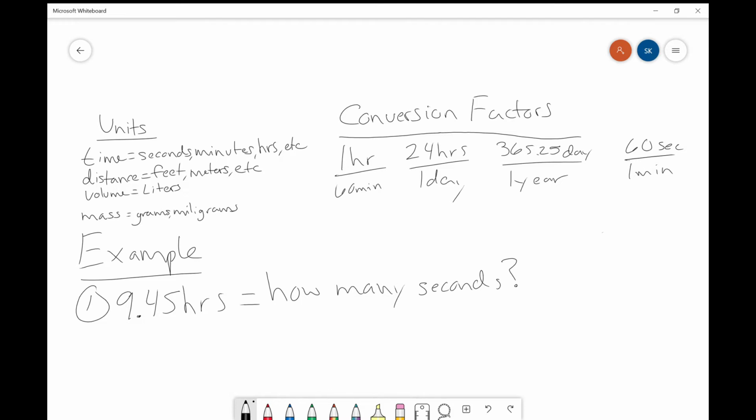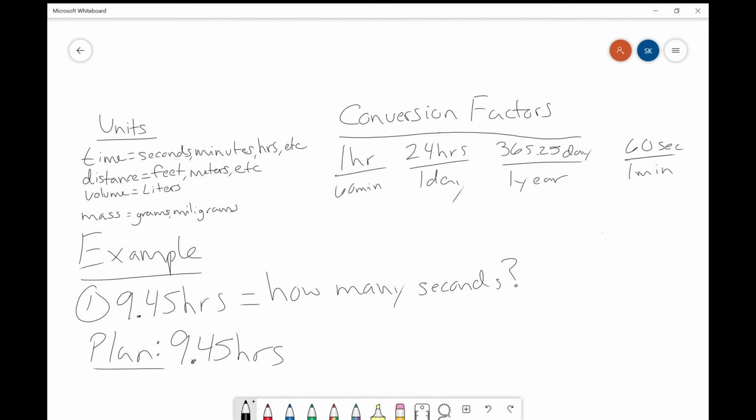Our plan always starts with the information given in the problem, which in this case is 9.45 hours. So I'm going to go down here and write plan, and start it with 9.45 hours. Every time you do one of these problems, you want to do the same thing. You're going to be given some information and you want to start with that. We cannot convert directly between 9.45 hours and seconds because we don't know how many seconds are equivalent to 1 hour. If we did know that, we could convert 9.45 hours directly into seconds.